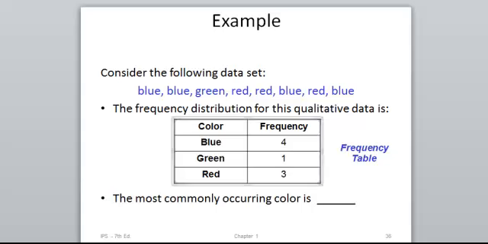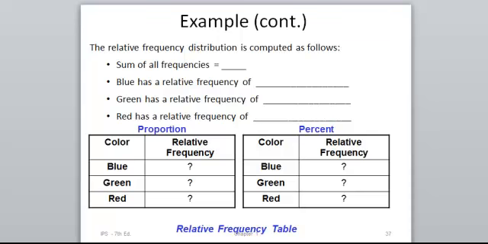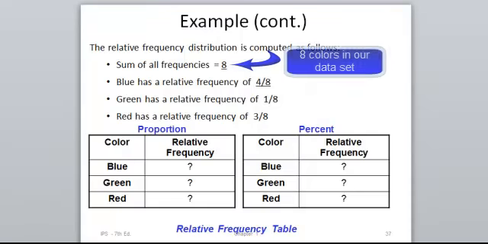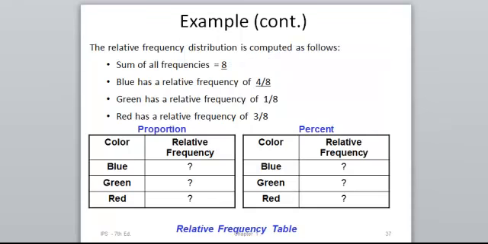So we can now look at that frequency distribution and say, hey, which color most commonly occurs? Blue. So we can answer these questions. So we see that we have 8. Remember, there were 4 out of the 8 that were blue, 1 out of the 8 that were green, and 3 out of 8 that were red.